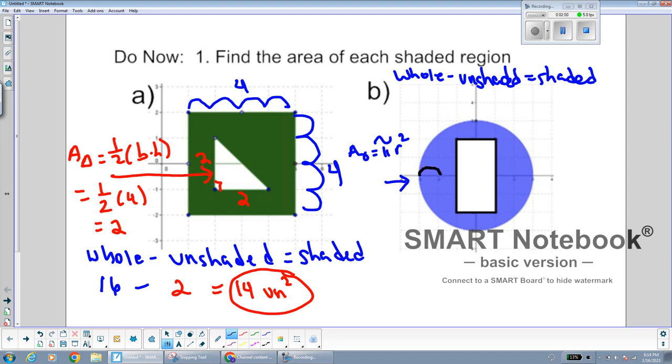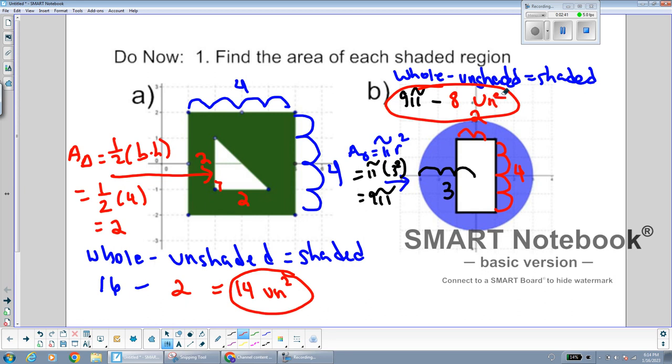So here that's 1, 2, 3. 1, 2, 3. So here the area of the circle is pi times 3 squared, or 9 pi. So we have the whole minus the unshaded, that's a rectangle. So that is 2 by 1, 2, 3, 4, 2 by 4. So that's minus 8. So the area of the shaded region is 9 pi minus 8 units squared.